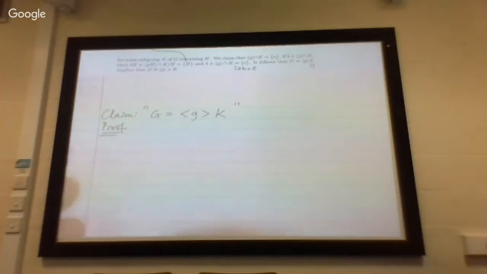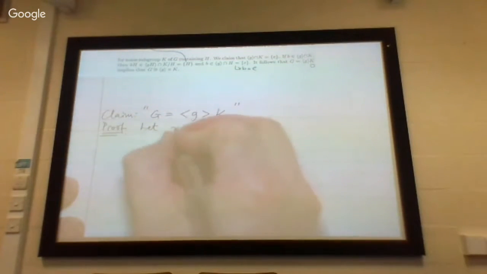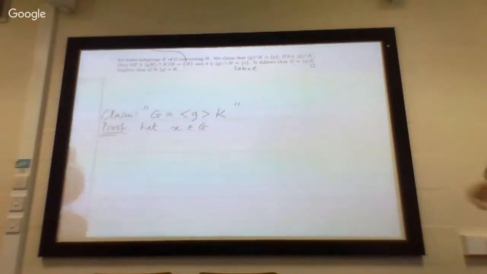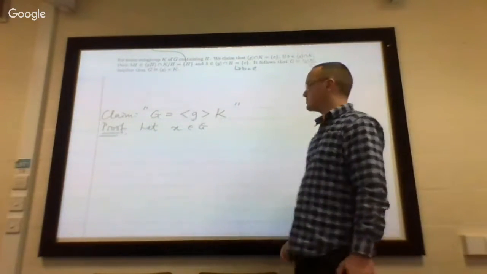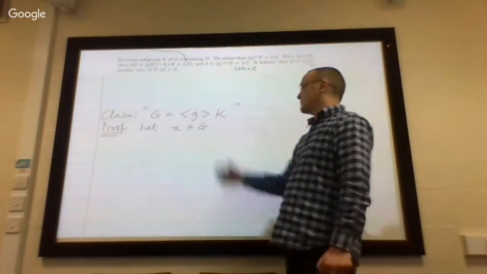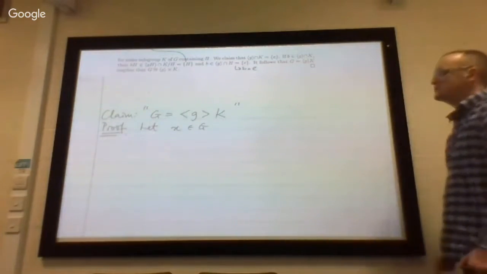Okay. So let X be any element of G. Normally you'd say little g, but little g has a special role. It's a special purpose of this proof. So I'm just going to let X be any element from G.